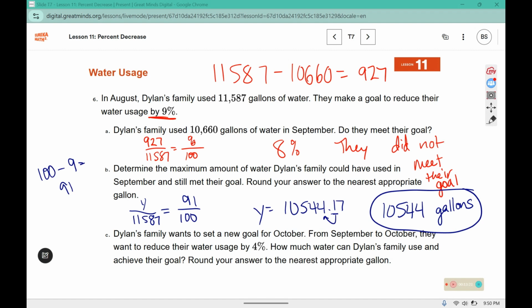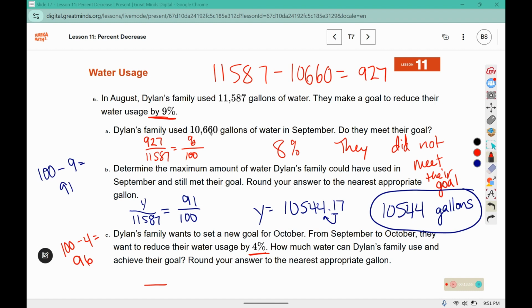C. Dylan's family wants to set a new goal for October. From September to October, they want to reduce their usage by 4%. How much water can Dylan's family use and achieve their goal? Round your answer to the nearest appropriate gallon. They want to reduce their usage by 4%. That would be 96% of what they used in September.